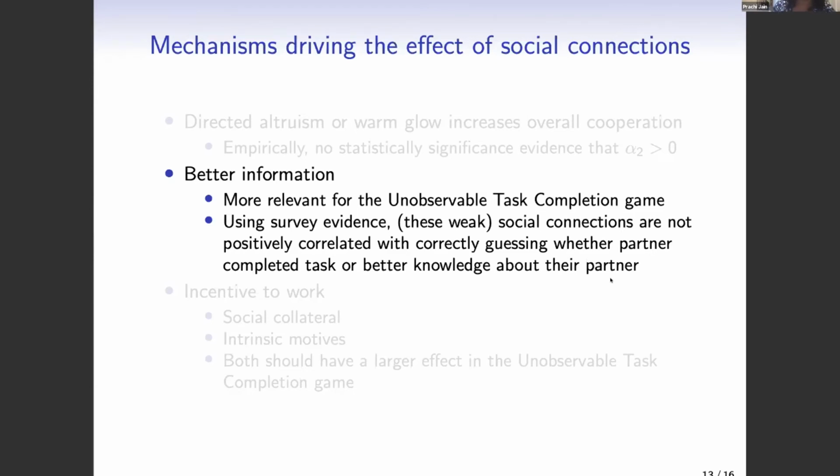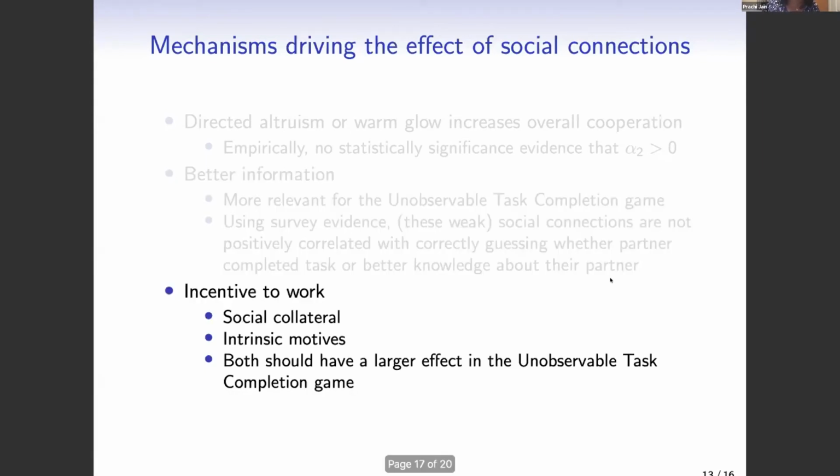I check this with the survey, where I have a bunch of questions about whether they believe their partner completed the task in the unobservable game, and information about their partner, just a series of life questions. And I find, kind of surprisingly, that the social connections are not at all positively correlated with these measures, probably because these are relatively weak social ties. But at least in my experiment, this can't be the main path.